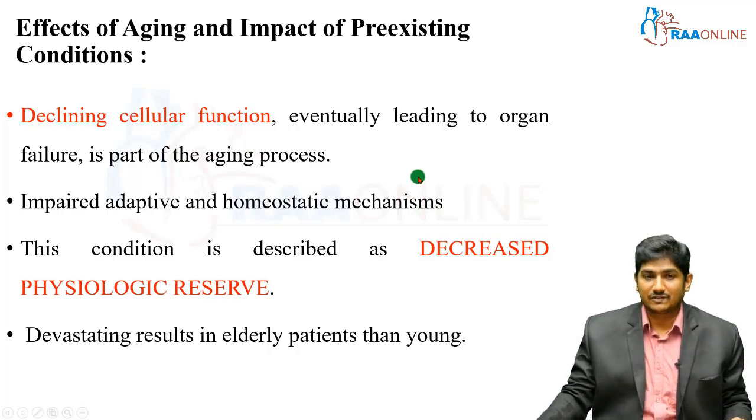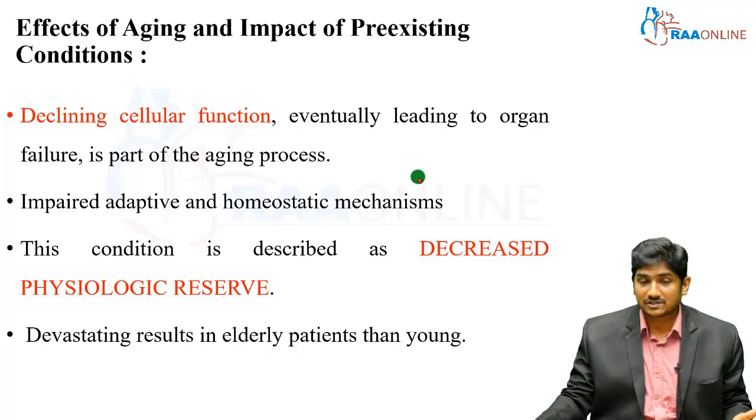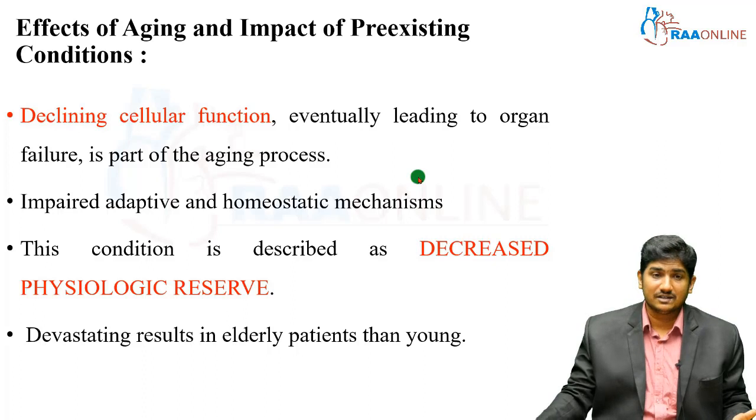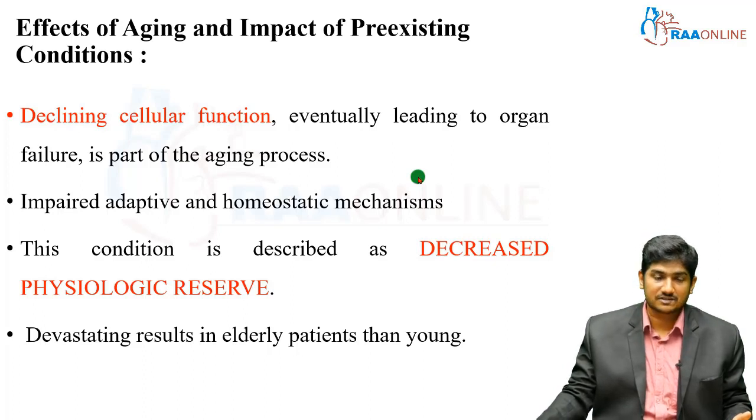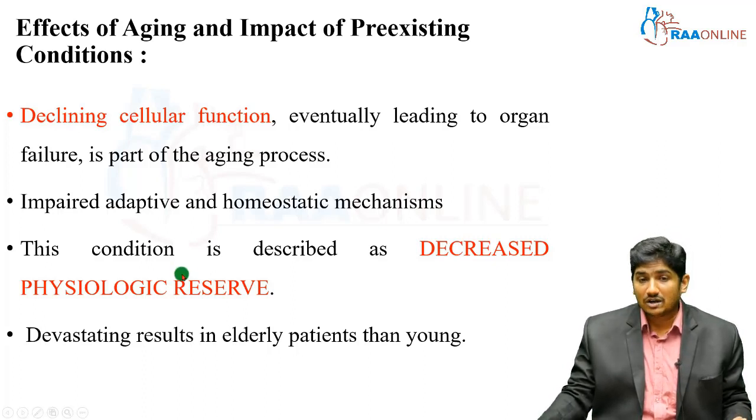A minimal or transient hypoxia can cause severe multi-organ dysfunction. A transient shock can cause severe multi-organ dysfunction, or a minimal blood leak or minimal loss of blood itself can put the patient into severe shock, because the reflex sympathetic mechanism may not be completely functional in these patients, right? All this leads to devastating results in elderly patients compared to the young.